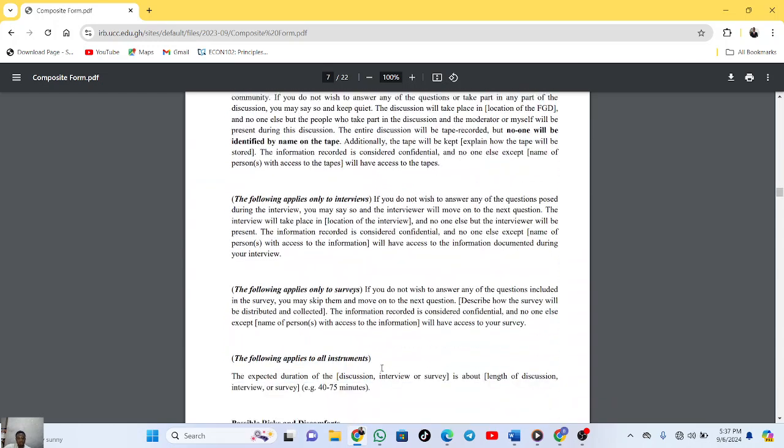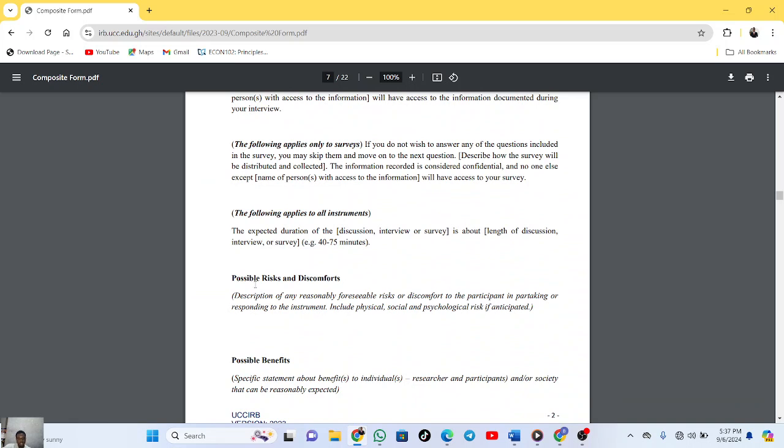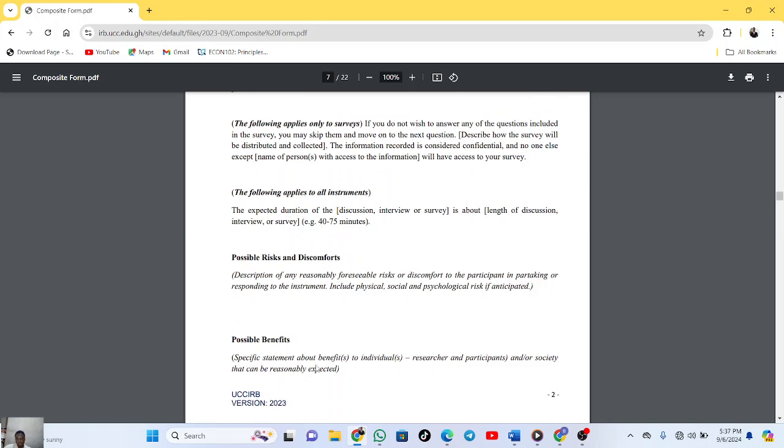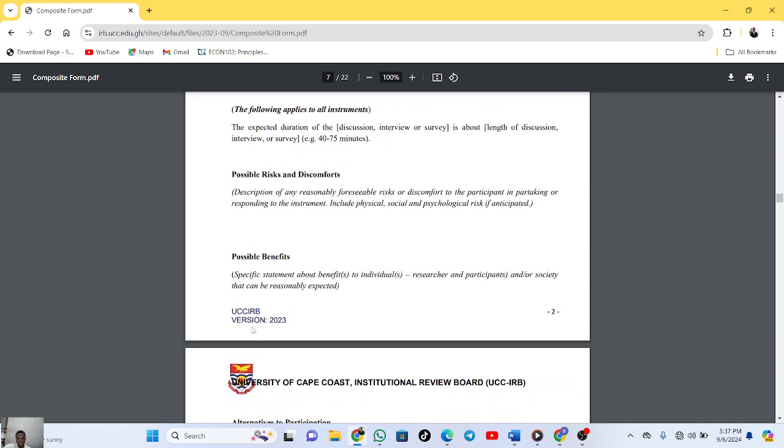Then when you come down, the next section should be possible risks and discomforts. You have to describe if there are any foreseeable risks or any discomfort in the study to the participant, not you, the researcher. The focus should be on the participants. And if there are possible risks, you write them and then how you are going to ensure that those risks are dealt with.